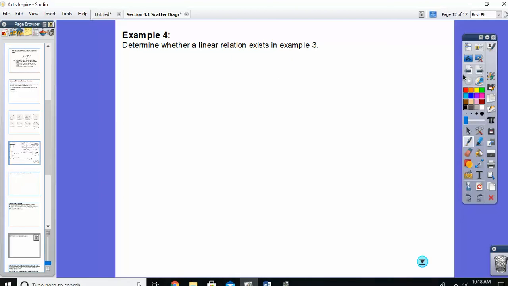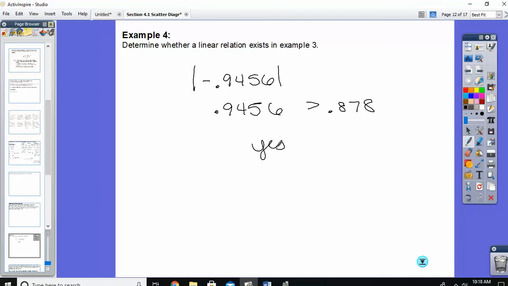The cutoff, like I just said, was 0.878. So if we did the absolute value of negative 0.9456, and again, we do the absolute value because the negative just tells me it's a negative relationship. That is bigger than whatever I said, 0.878. So it is linear. Would it be a positive or a negative linear relationship? A negative linear, because we had a negative R value.